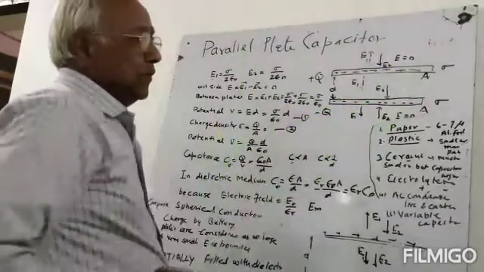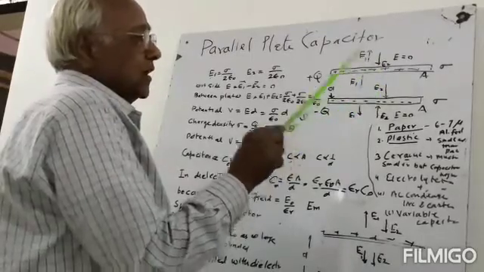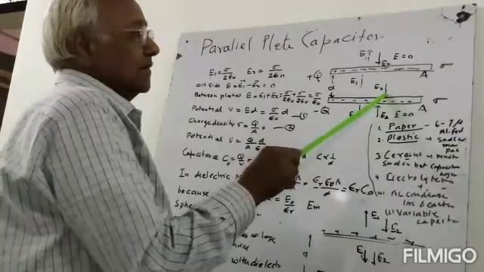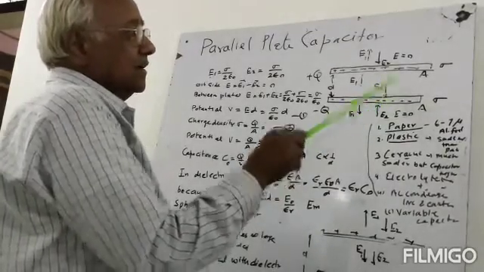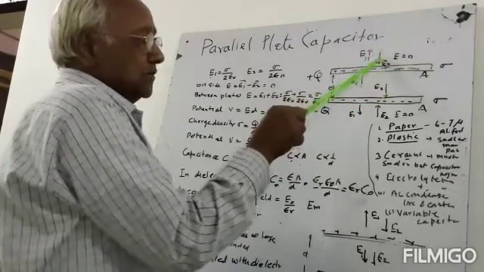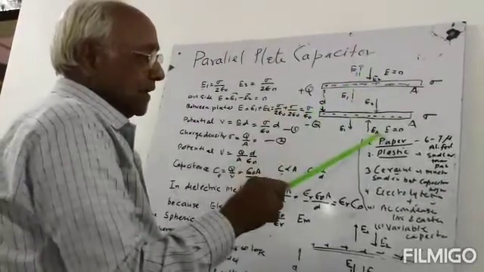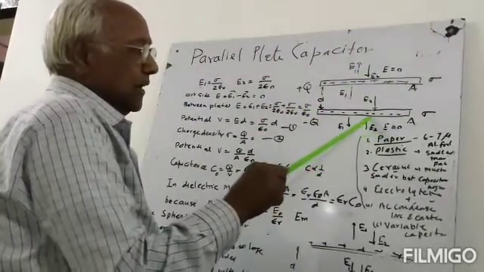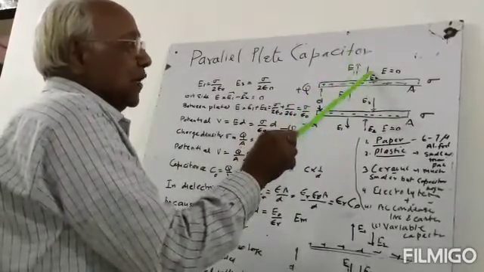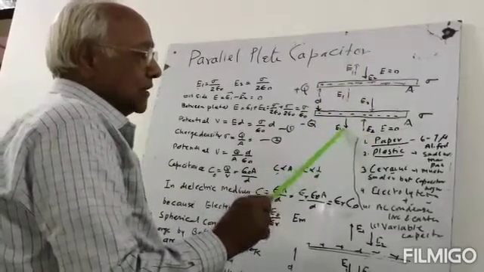Now for the negative plate, the electrical field is E2. In between, E2 will be toward the negative plate, and outside, in the upper side and lower side also, it will be toward the plate. So the electrical fields E1 and E2 are in opposite directions here. Here also E1 and E2 are in opposite directions.